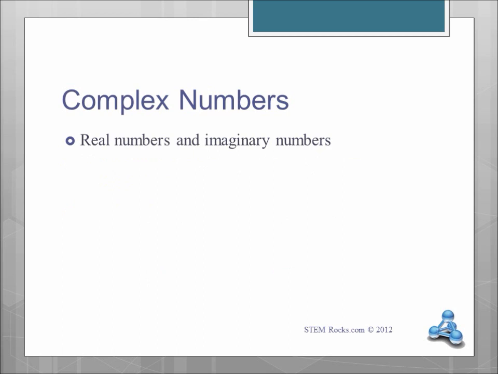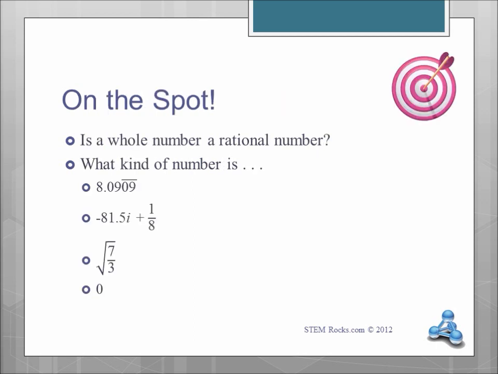The last category of numbers are complex numbers. This includes real numbers and imaginary numbers. It is the largest set of numbers. You can review the diagram presented earlier on, and you will see how these numbers are related to each other. Now, let's do a little on-the-spot review. Is a whole number a rational number?